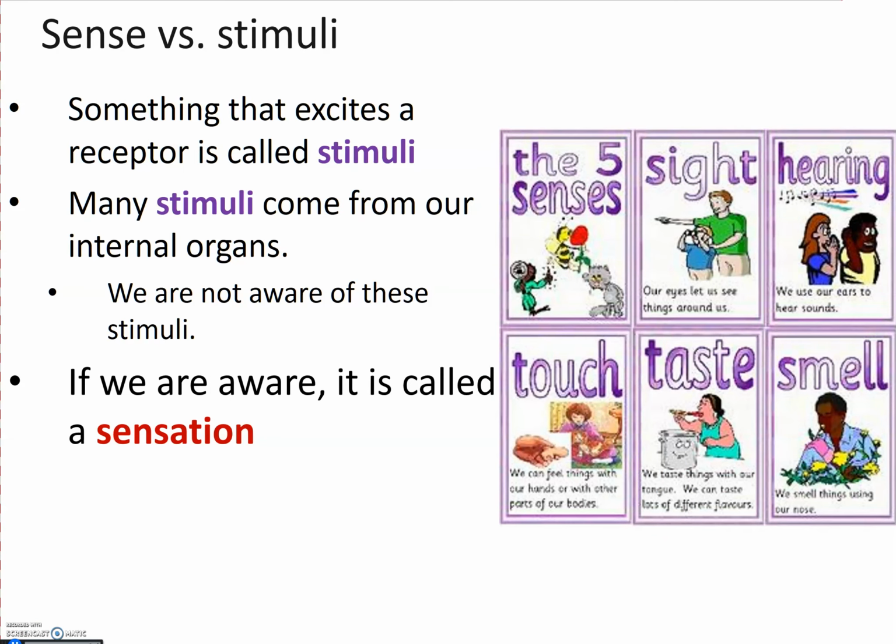Now there's senses versus stimuli. We get stimuli all the time: blood oxygen levels, blood sugar levels, how full your bladder is, how full your small intestine is, how full your stomach is. Generally, we're not aware of these. So we're not aware of all stimuli. If we become aware of it, it's called a sensation or a sense. So a stimulus is just something that excites a receptor, where our senses are sight, hearing, touch, taste, and smell. That should be simple. Why does Wikipedia say there are 32 senses then?